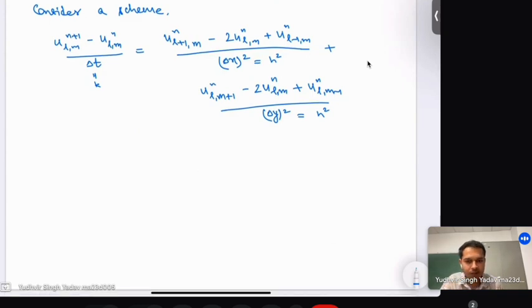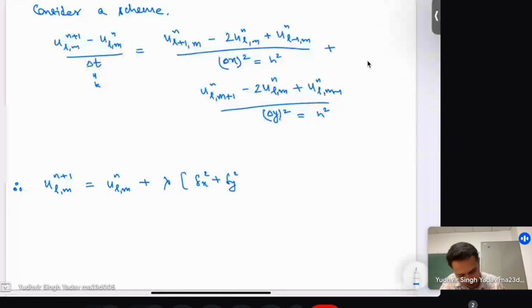Now, when you simplify this further, one can simply arrive at this scheme, which is obtained as u at the n+1 time step, with lambda times delta x square, delta y square, theta u(l, m, n+1), and 1 minus theta.